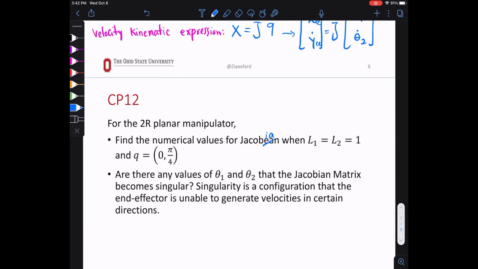Singularity is a configuration that the end effector would not be able to reach. There is a mathematical way of finding it using the Jacobian matrix. I want you to think about the physical way: is there any configuration where the manipulator would not reach the workspace? Your workspace is like a donut, right? Is there a configuration where you will miss one degree of freedom, basically?